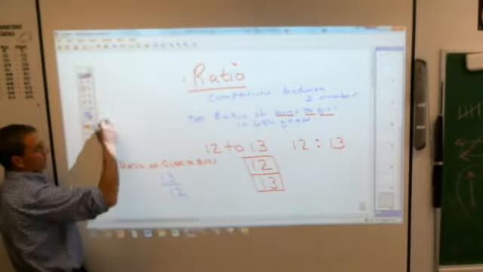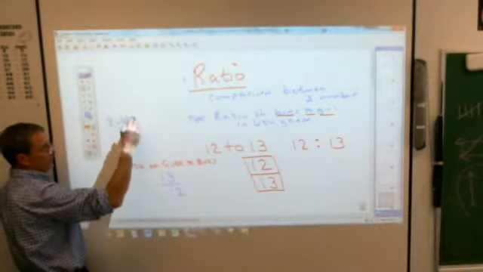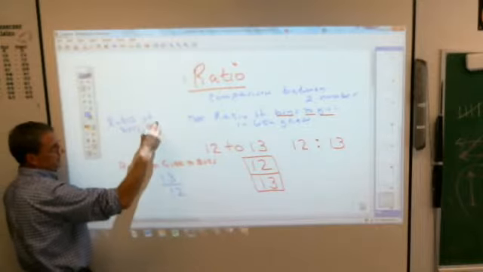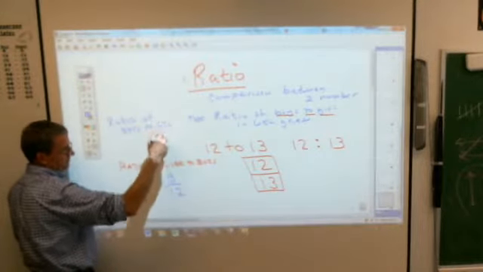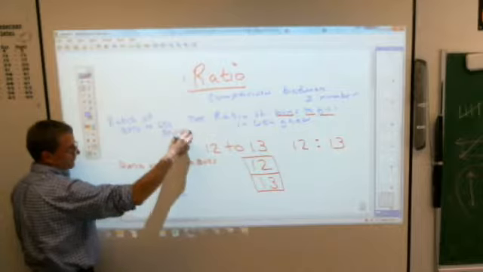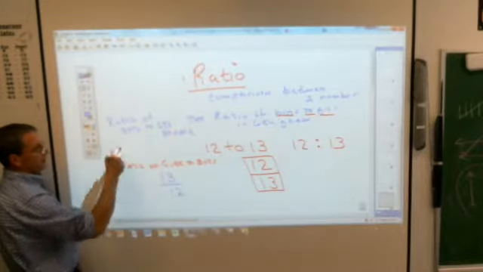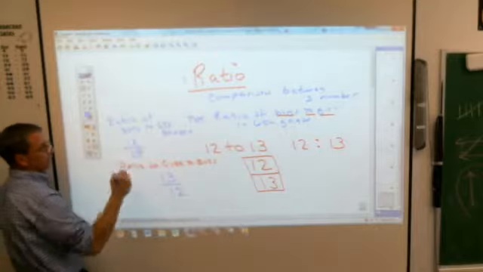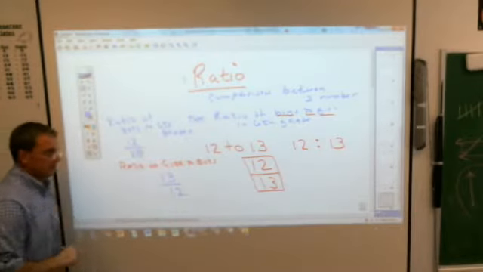Or what about this? See if you can figure this out. What is the ratio of boys to 6th graders? What fraction would that ratio be? Well, how many boys are there? How many 6th graders are there? 25. Yes, it's 12 to 25, and girls would be 13 to 25.